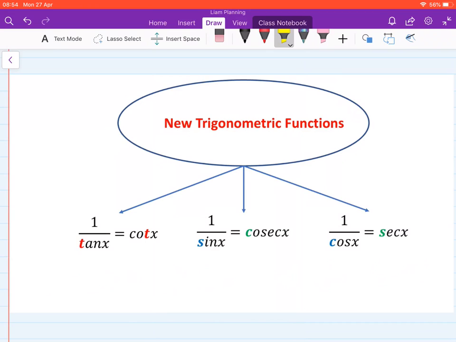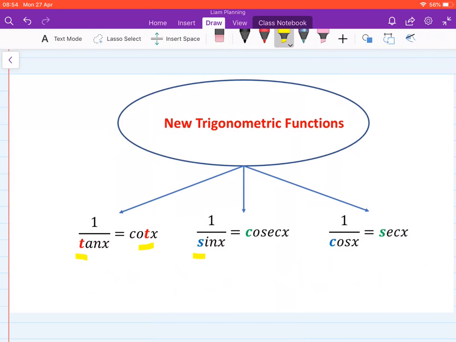The way I memorise them is how I coloured them here. Feel free to do this yourself. I noticed that tan has a t and cot has a t. They're the only functions that have a t in them. So that's how I memorise that one. That one's quite straightforward to learn. So they're the ones with a t.